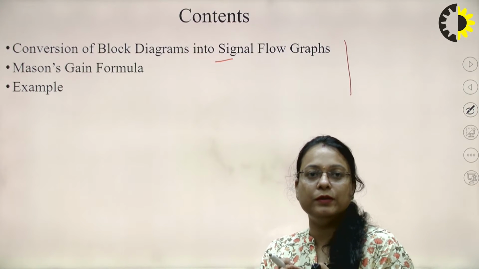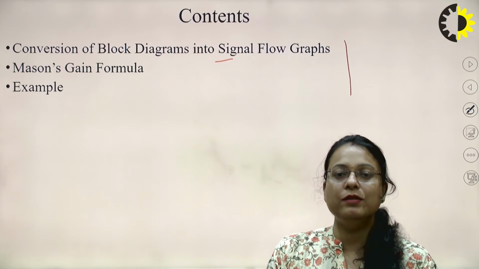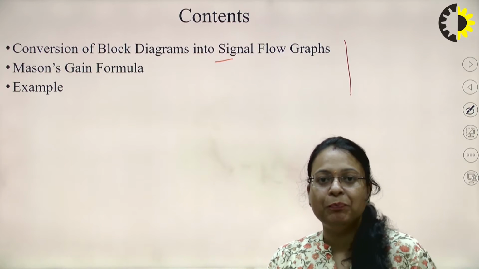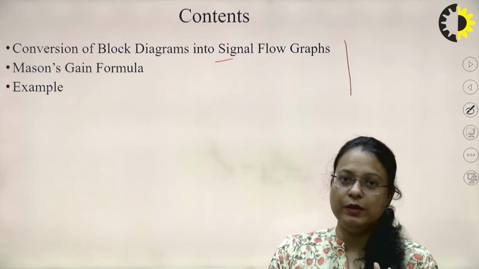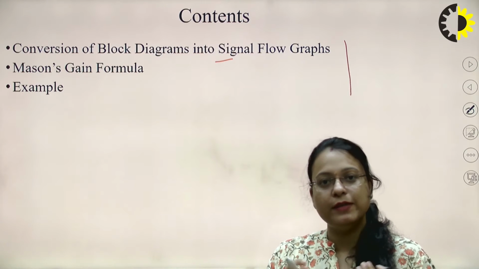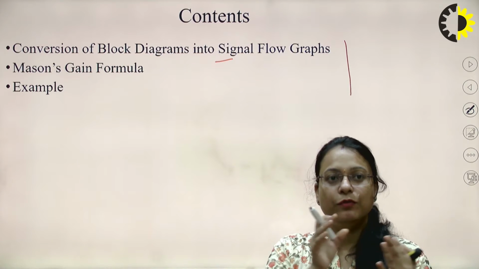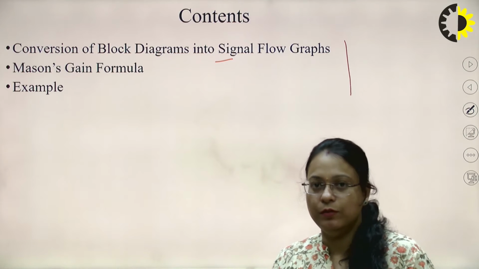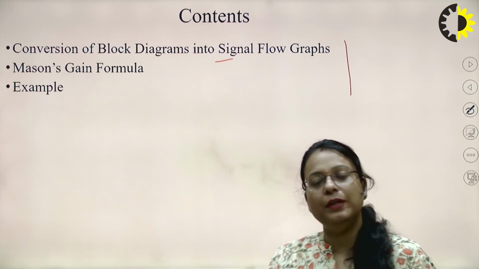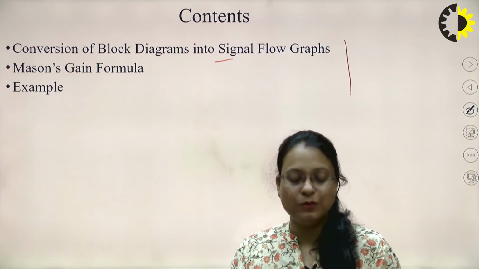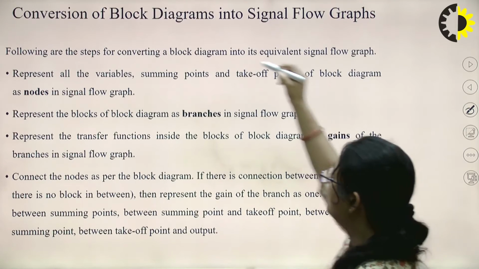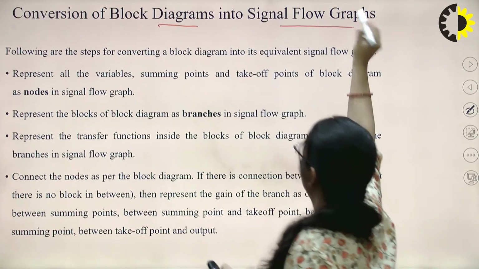There are basically two methods to convert any particular network into a signal flow graph. First one is by using the equations that I have discussed already. Now, the second one is the method of conversion of block diagram into signal flow graph. So, we'll discuss this method in this lecture and then we'll discuss the Mason's gain formula. At last, we'll discuss some examples on both these topics. So, let's start with the conversion of block diagram into signal flow graph.